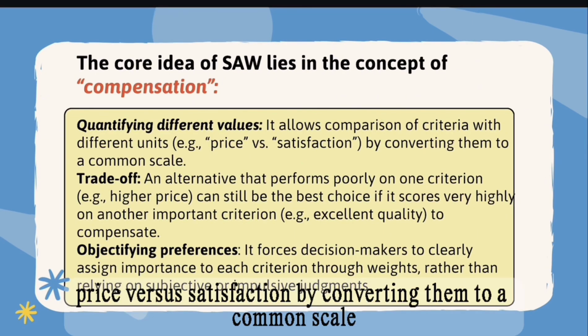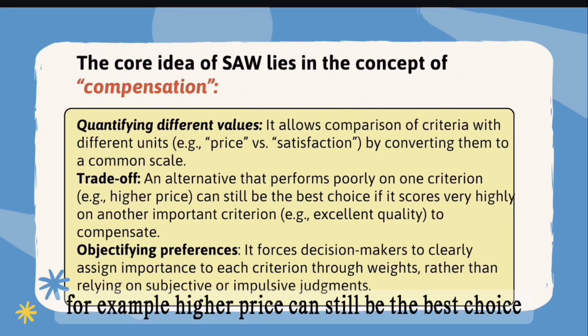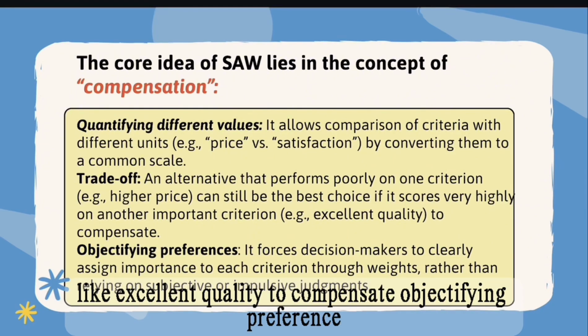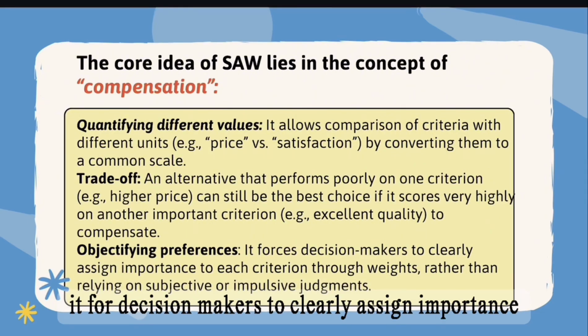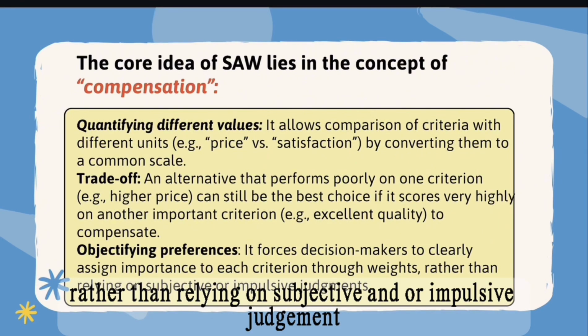For example, price versus satisfaction by converting them to a common scale. Trade-off: an alternative that performs poorly on one criterion. For example, higher price can still be the best choice if it scores very highly on another important criterion, like excellent quality, to compensate. Objectifying preference: it forces decision makers to clearly assign importance to each criterion through weights rather than relying on subjective or impulsive judgment.